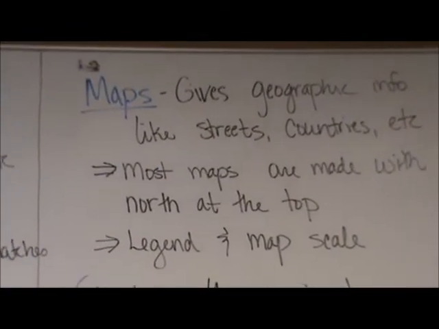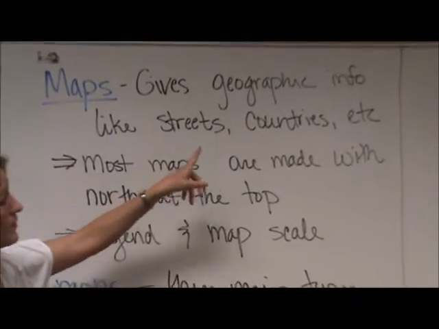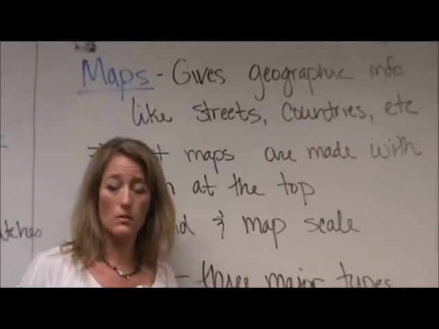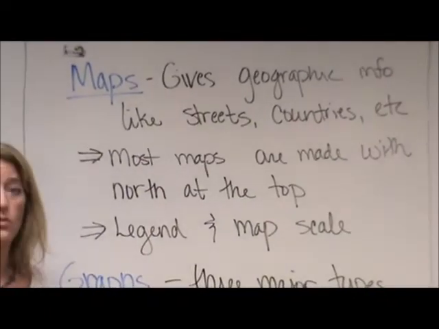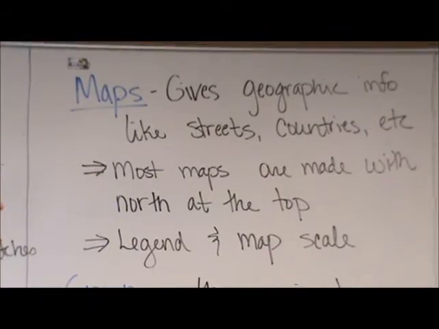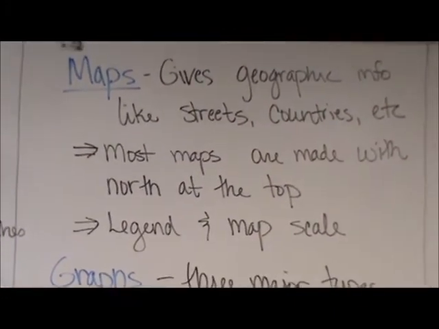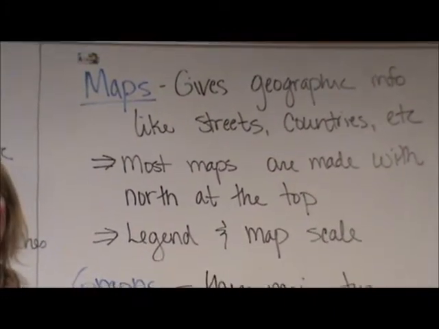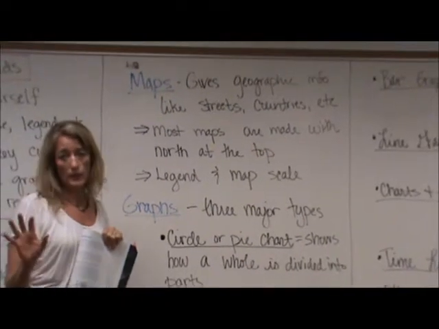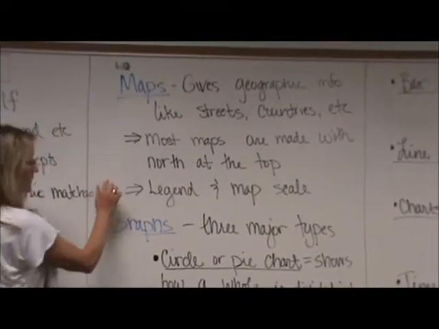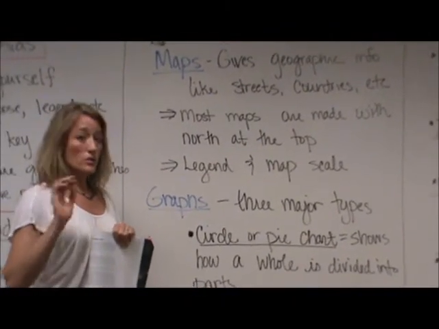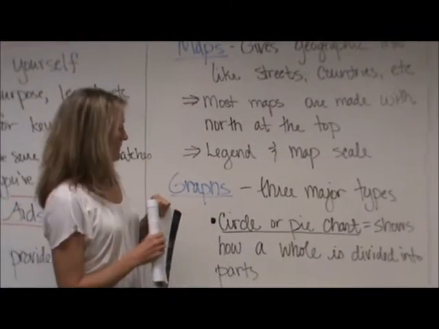There are street maps, atlases. There are also maps of different countries, different states, world maps, or specific maps maybe just for campus at LCC. Most maps are made with north at the top. If north isn't at the top, then they will tell you otherwise. Look for what's called a compass rose, where they have the little north, south, west, and east. If there isn't one of those listed, then assume that north is to the top.